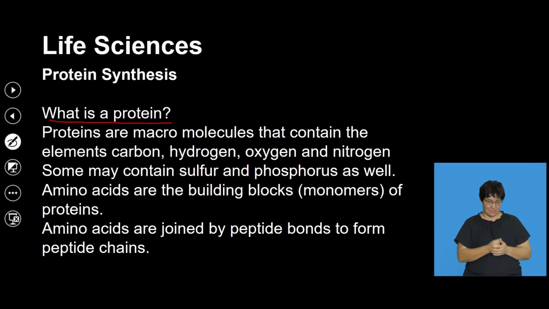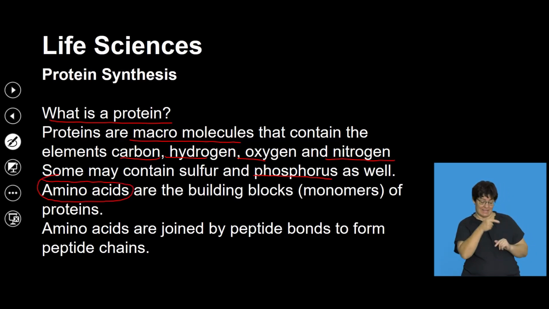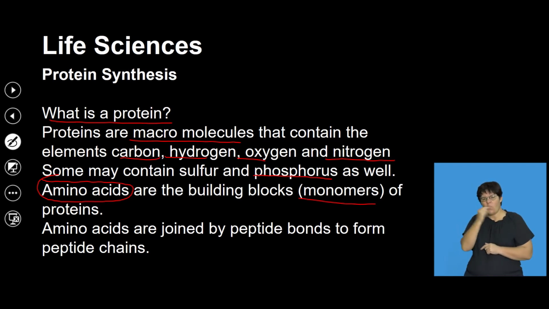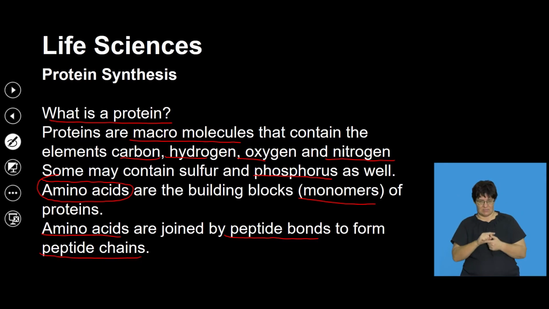So proteins are macromolecules. Again, DNA is a polymer, and we refer to proteins also as macromolecules. They contain elements called carbon, hydrogen, oxygen, nitrogen, and sometimes phosphorus. We also know that the building blocks of proteins are called amino acids, and so we call them the monomers. These are joined together by special bonds called peptide bonds, and these eventually form a chain called a polypeptide chain.